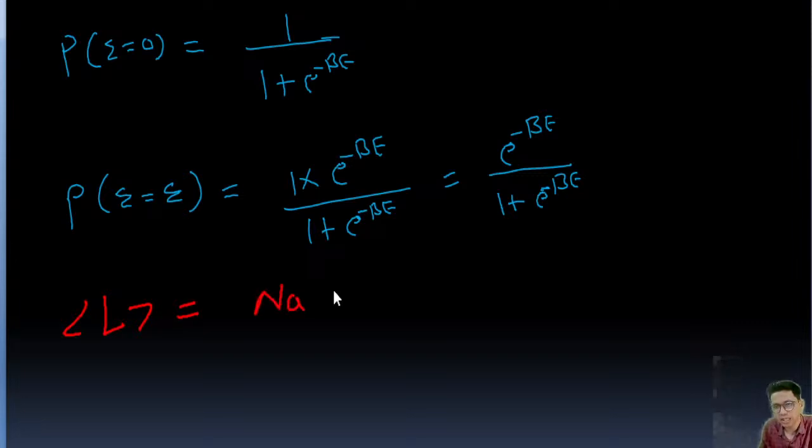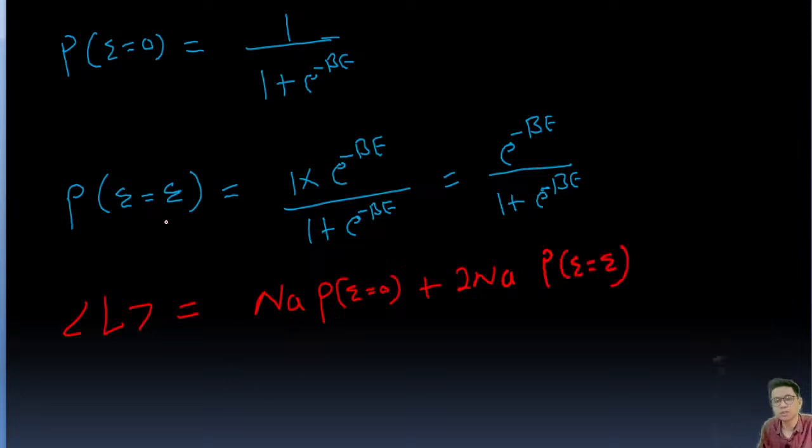NA into P at epsilon E equal to 0, plus 2NA into P at E equal to epsilon. Okay, so this is the average length formula, guys. You need to note it down.